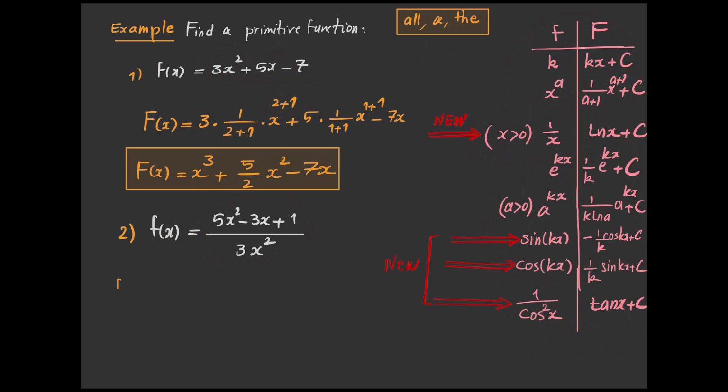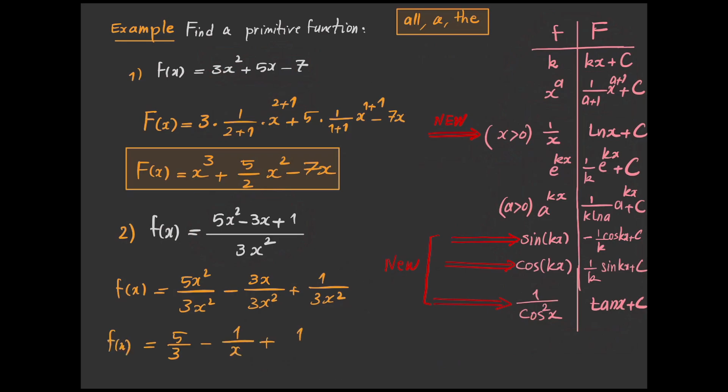So f of x is equal to 5x squared divided by 3x squared, minus 3x over 3x squared, and then plus 1 over 3x squared. And I simplify that so it becomes 5 over 3 minus 1 over x, plus 1 over 3x squared. That is important. Just listen and then we are done.